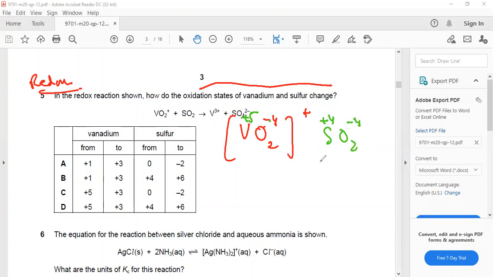If you see the options, A and B are wrong. Vanadium oxidation state changes to plus 3 from plus 5, so D is the answer. But sulfate is also overall minus 2, 1 oxygen is minus 2, 4 oxygens is minus 8. What charge should that sulfur have? The overall should be minus 2, so obviously plus 6.